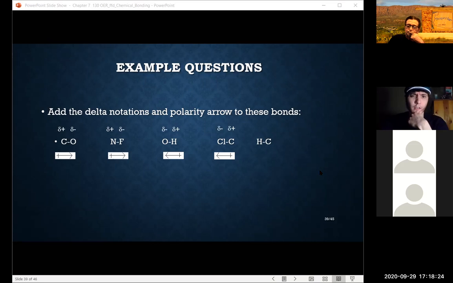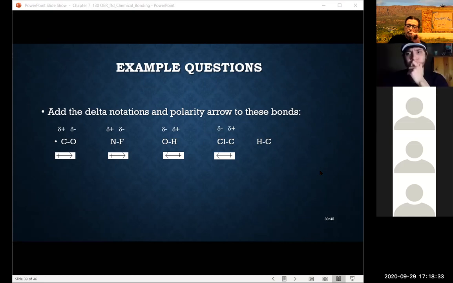Right to left? Okay, I got one right to left. Do I hear left to right? Left to right. I got one left to right. Do I hear none? None. Okay, none. None is correct.